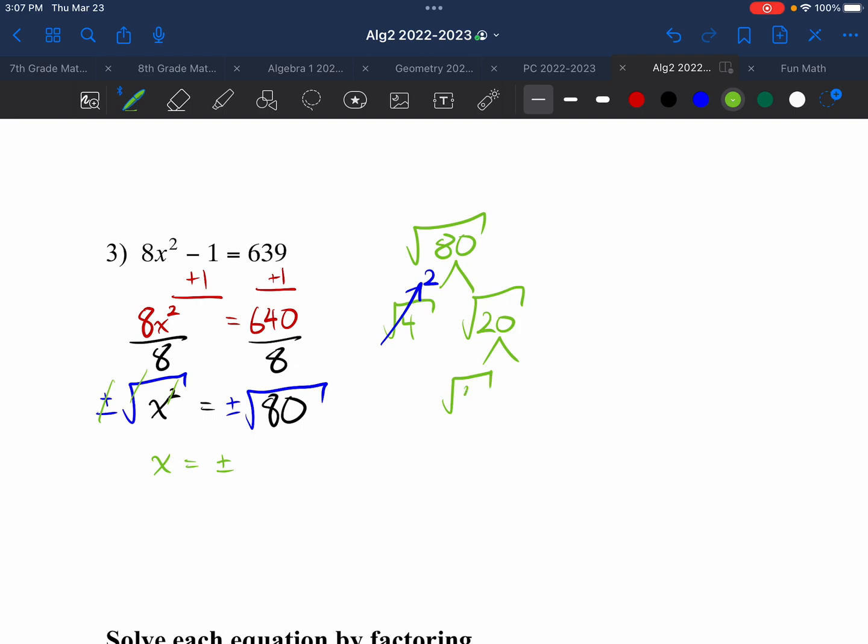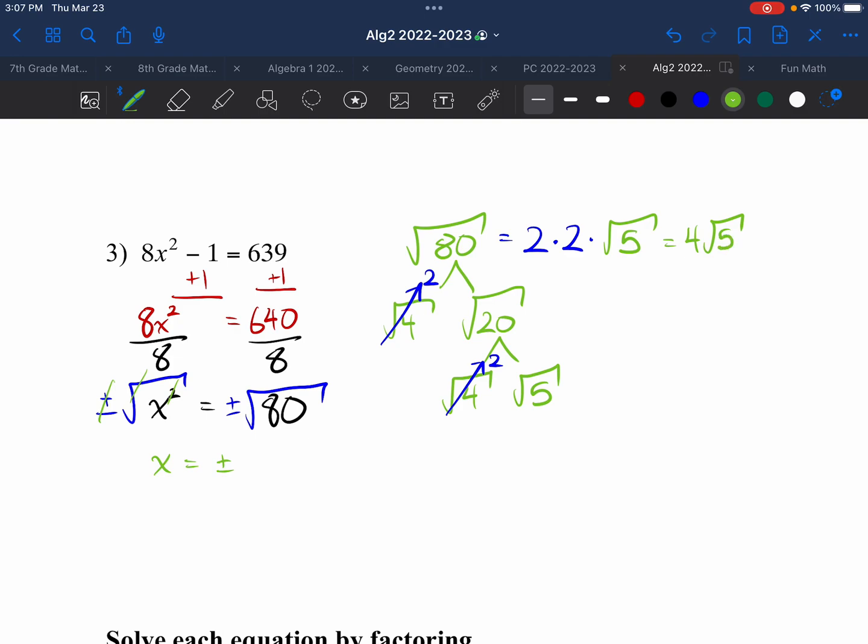There's another 4. And then 4 times 5 is 20. So the square root of 4 times the square root of 5 is the square root of 20. And again, that 4 goes to 2. And I can't go any farther with the square root of 5. So I can now rewrite this as 2 times 2 times the square root of 5. And more simply, this is just 4 square root of 5.